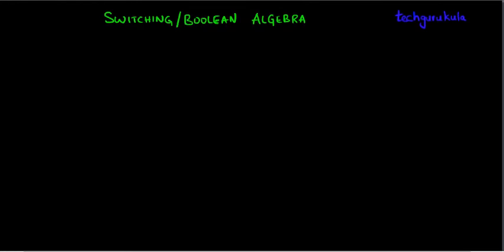In this video we're going to see switching algebra, which is also known as Boolean algebra, which was developed by George Boole. That's the reason why we call it Boolean algebra. It was developed in the year 1840. Just like any other algebra, we have basic construction rules, or fundamental postulates, which we should follow to build the algebra and to use it.